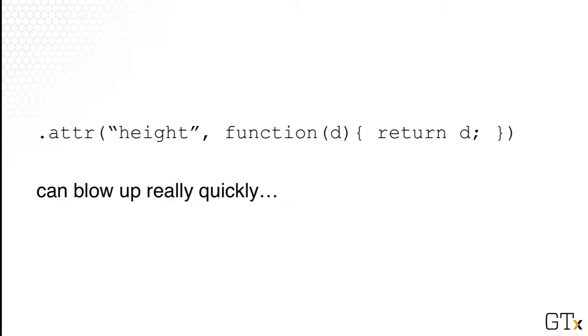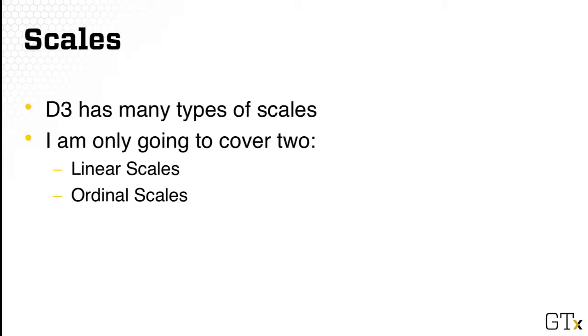And if you don't use scales, then some things can blow up pretty easily. For example, if you just map all the data values directly to height, you can imagine that when your value is very large, then the height of the bar, for example, will become too big to draw. So the good news is that D3 has a lot of types of built-in scales. In this video, I'm going to cover only two of them, linear scales and ordinal scales.